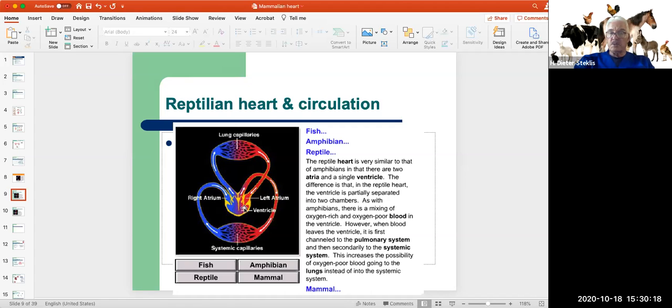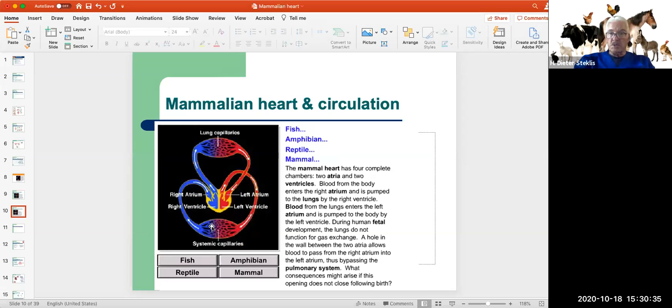And likewise in a reptile, reptiles are cold-blooded animals. They don't require high amounts of oxygenation for their tissues in the way that mammals and birds do. We'll come back to that. So in mammals and birds, you need to have much better separation of the ventricles, of the heart's chambers, as it were.